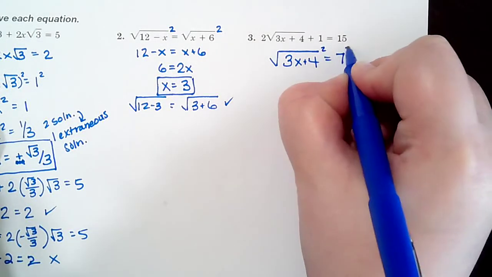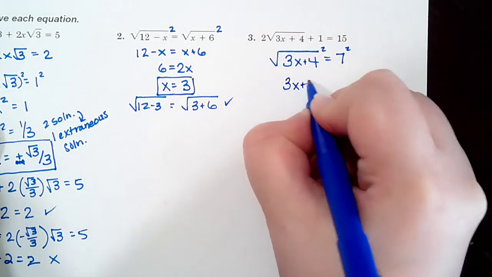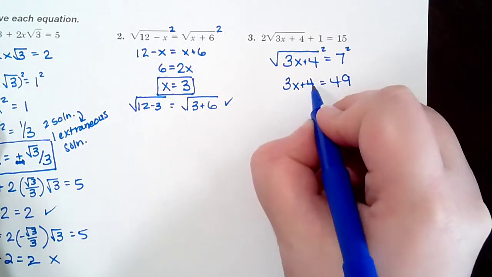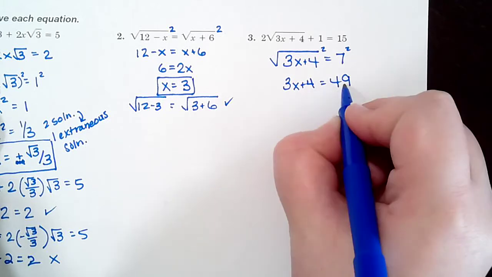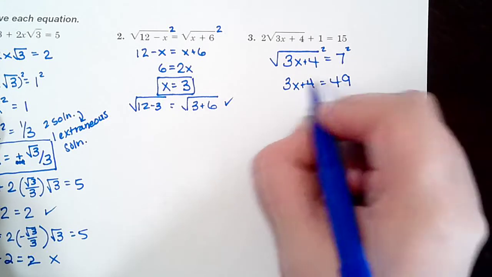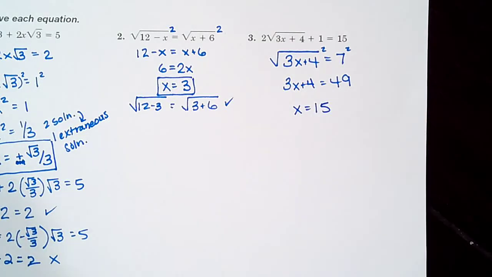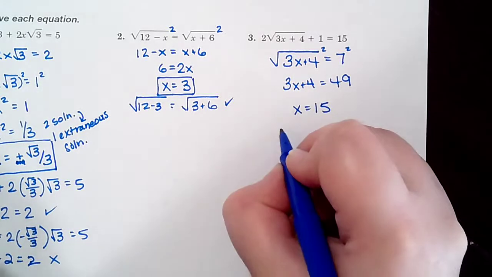Here we're going to square. We get 3x plus 4 equals 49. And solve. Minus the 4 over, you get 45. 45 divided by 3 is 15. So x equals 15. Let's throw that back into our original.